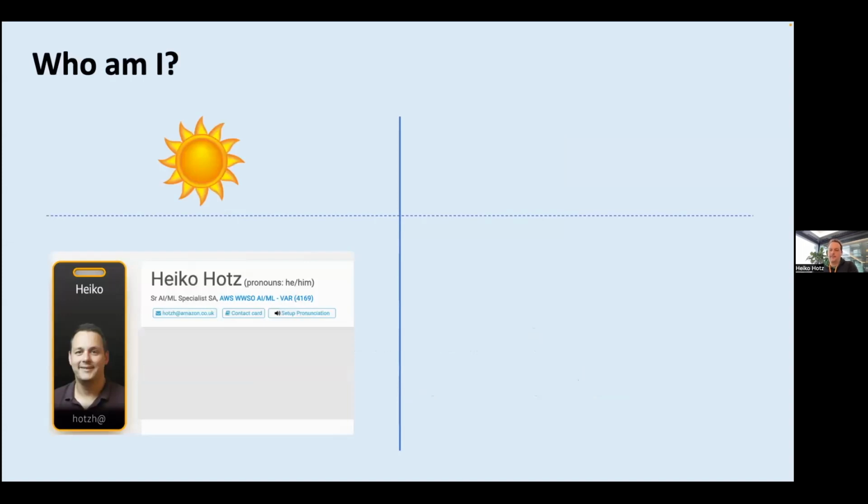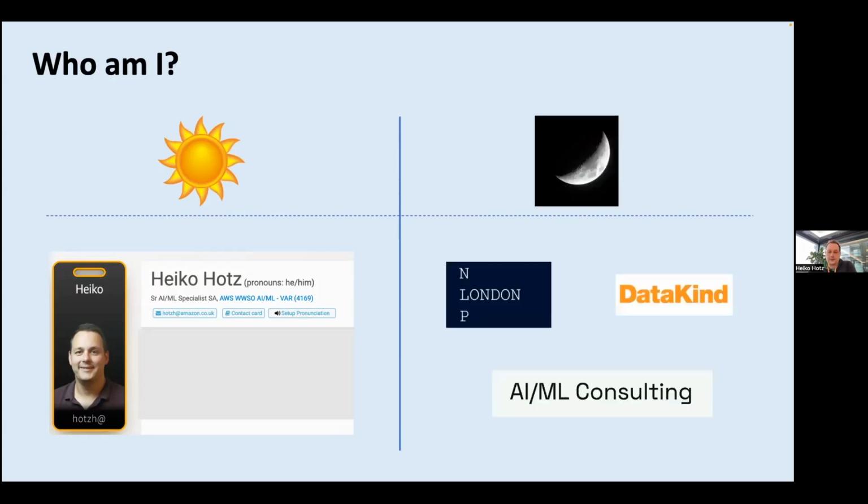introduce myself. So Nish already said most of it. So I have a day job, and my day job is being a solutions architect for AI machine learning at Amazon Web Services, AWS. And then because that's not enough to do, I also do various things at night.